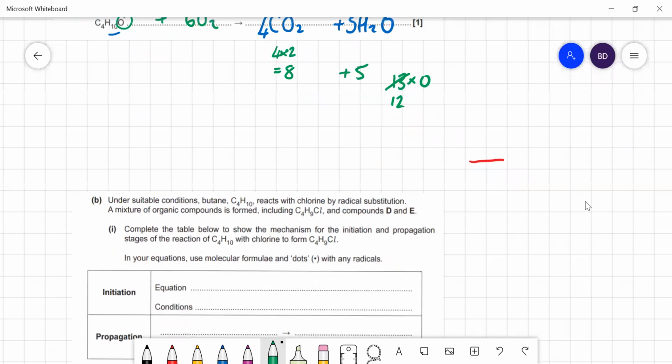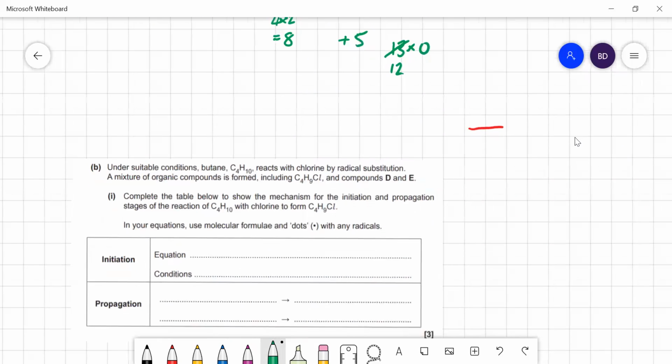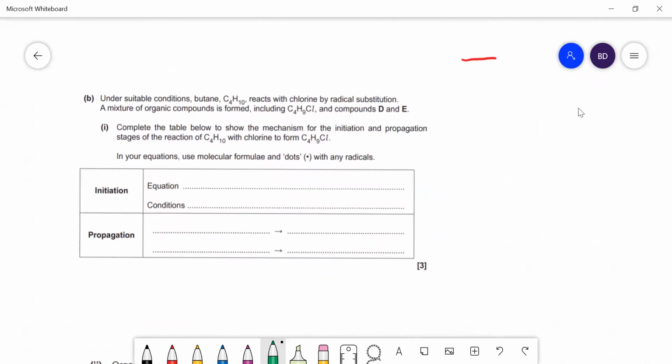Right, okay, this is about free radical substitution. Under suitable conditions, butane reacts with chlorine by radical substitution. A mixture of organic compounds is formed, including C4H9Cl and compounds D and E. Now, in C4H9Cl we've only swapped one hydrogen for a chlorine. D and E, you're going to get more, presumably. Complete the table below to show the mechanism for the initiation and propagation stages.